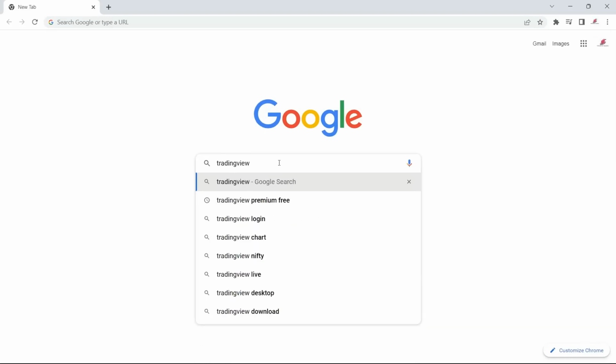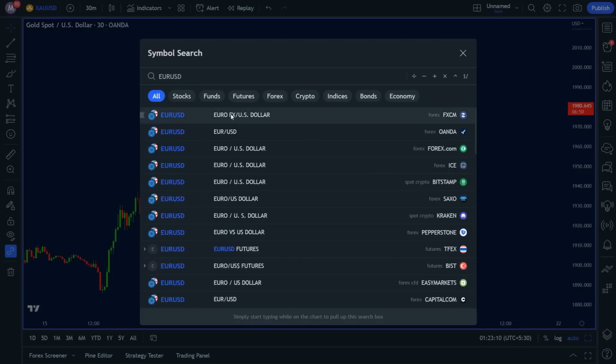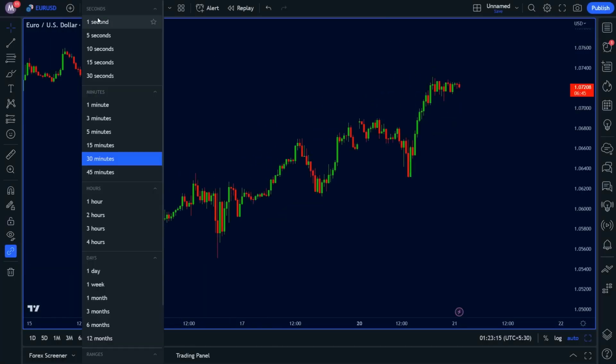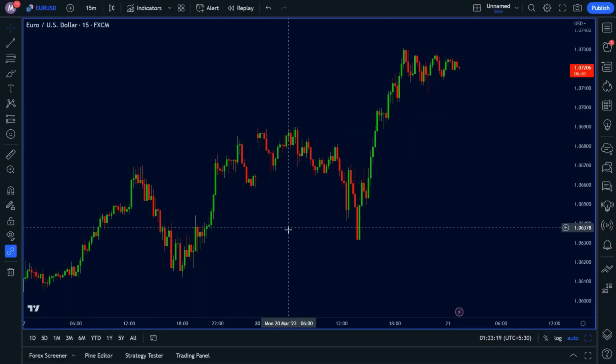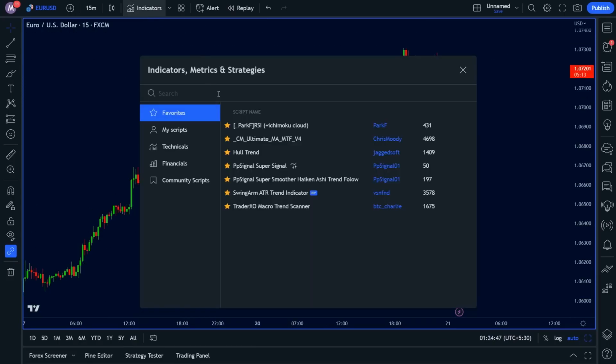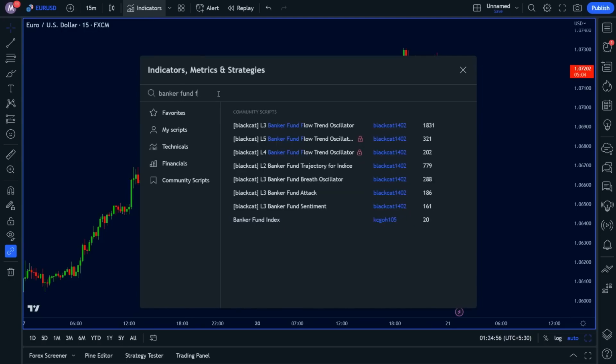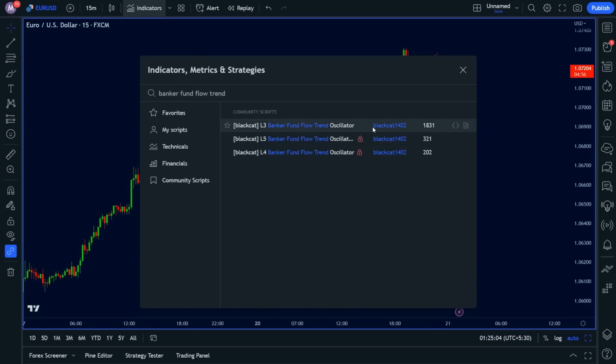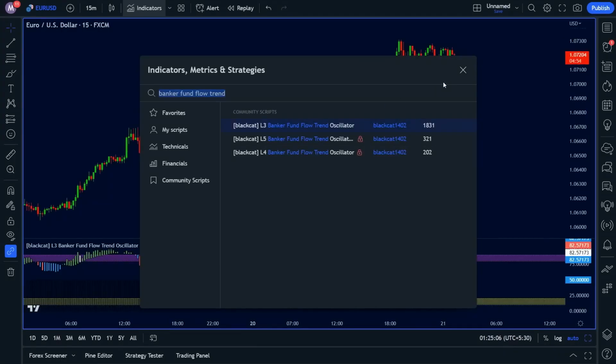First, we're going to open up the TradingView.com platform and access the chart for the Euro USD. Once we're on the chart, we'll select the 15-minute time frame to give us a clear view of the recent price action. Next, we'll head over to the indicators section and search for our first indicator, which is the Banker Fund Flow Trend. This indicator is crucial because it helps us identify the market trend and sentiment by analyzing the buying and selling activity of institutional investors.